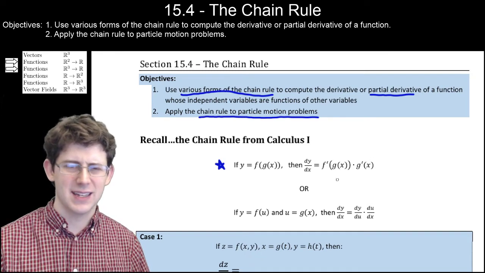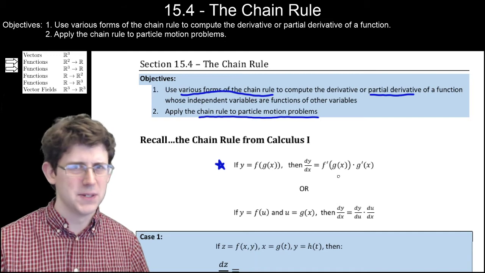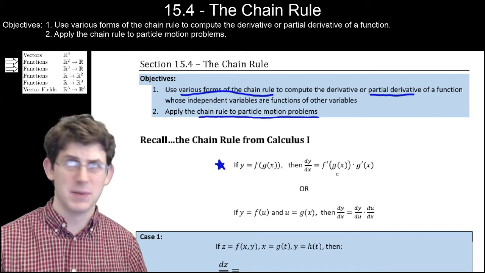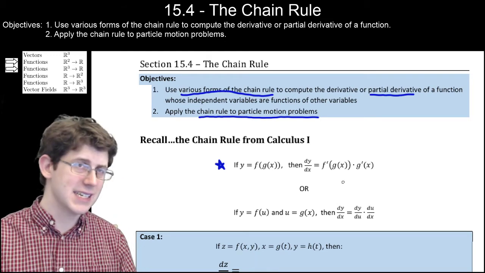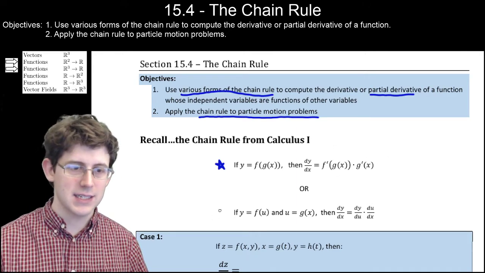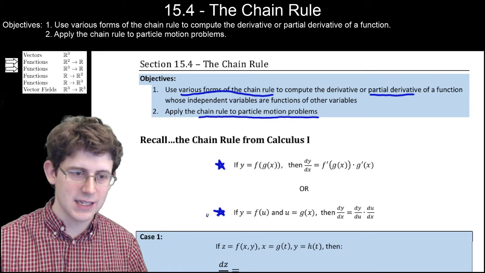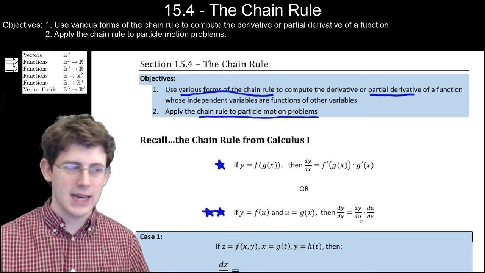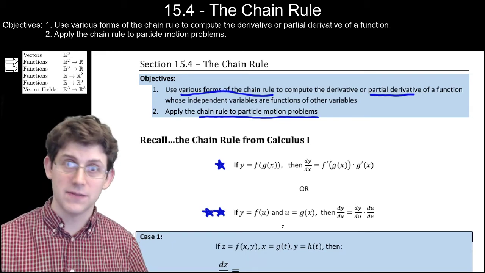We're going to have inputs of multiple variables, and those multiple variables might have several insides. We don't want to think about outside and inside as much. Instead, we will rephrase it this way. This is just the same chain rule but phrased a different way.